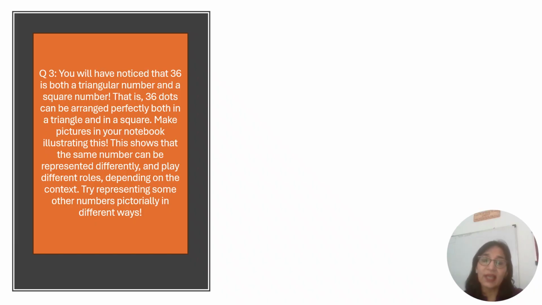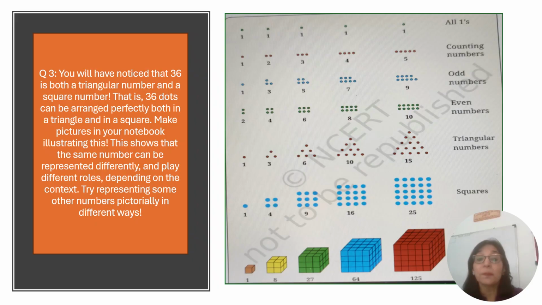Now you will have noticed that 36 is both a triangular number and a square number. That is, 36 dots can be arranged perfectly both in a triangle and in a square. So make pictures in your notebook illustrating this. This shows that the same number can be represented differently and play different roles depending on the context. So try representing some other numbers pictorially in different ways.